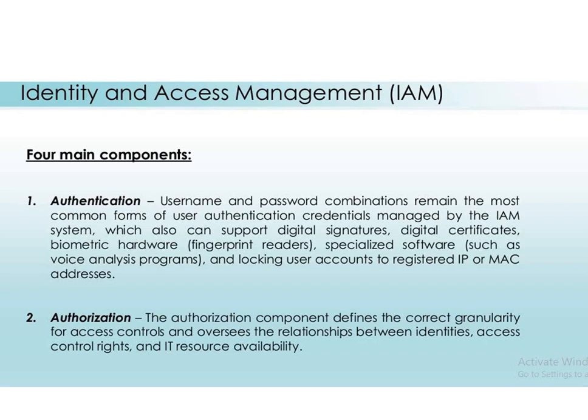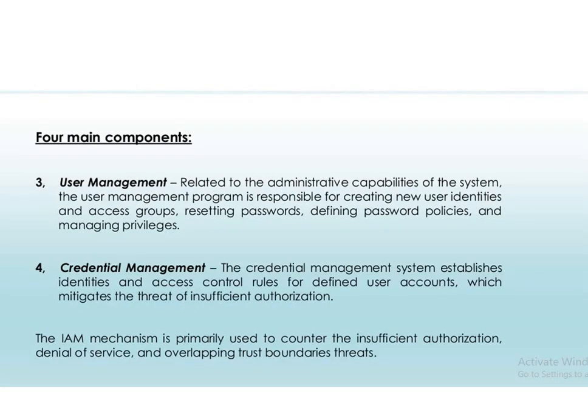The second component is authorization. The authorization component defines the correct granularity for access controls and oversees the relationships between identities, access control rights, and IT resource availability. We're continuing with the four main components of IAM. The third one is user management.